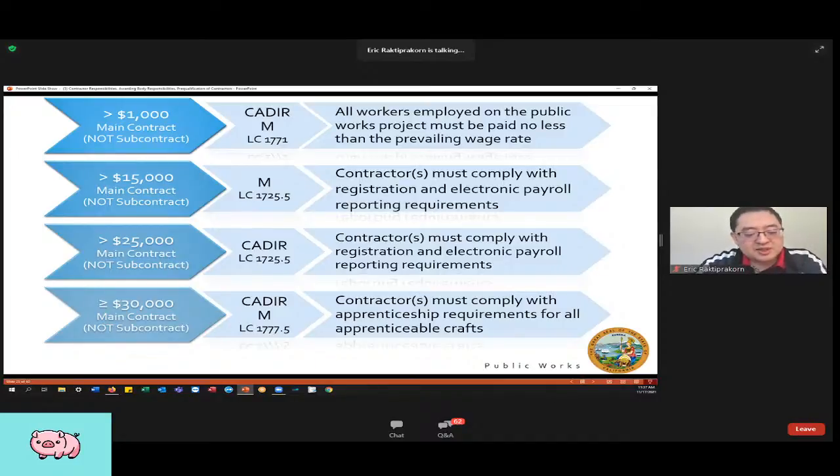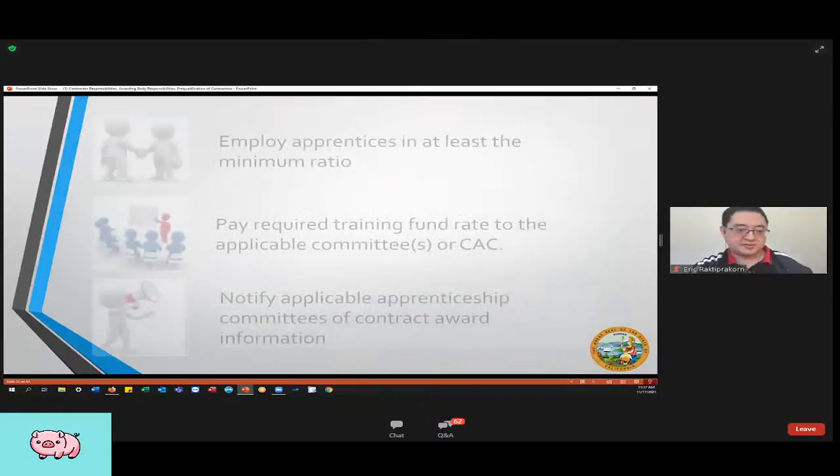The middle column specifies the type of work being performed. So this is C for construction, A for alteration, D for demolition, I for installation, R for repair, N for maintenance. And then the third column going from left to right covers what requirements are applicable at these respective thresholds. So it's important to keep in mind, once again, that we're emphasizing that this is the main contract and not the subcontract. Okay, we can move on to the next slide.